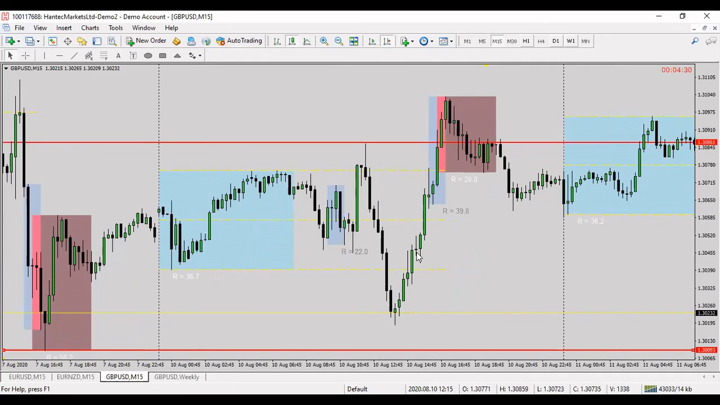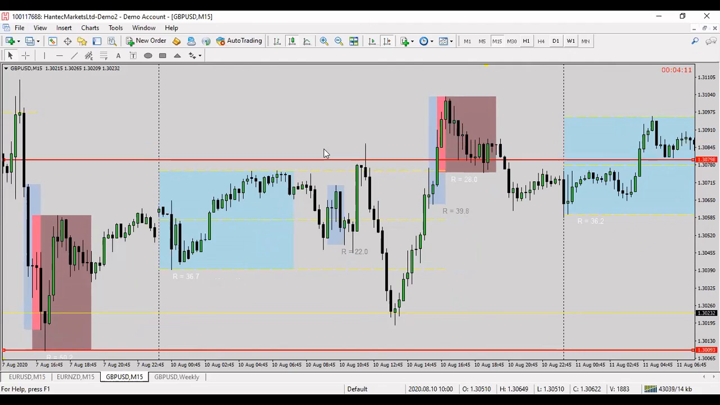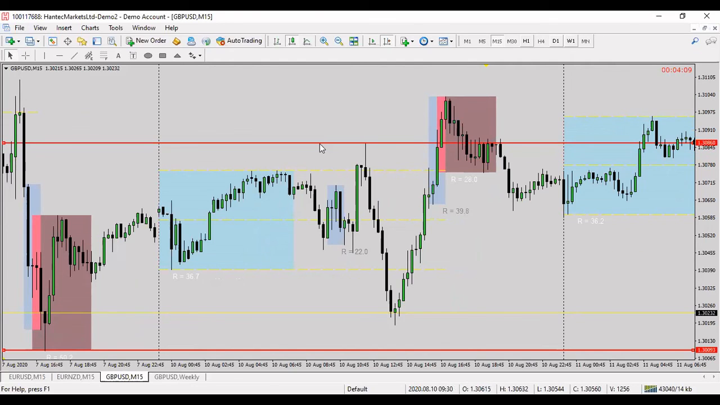So how would we have known exactly where to enter? This is natural support and resistance. But in order to know exactly where to enter, we would have used implied support and resistance. Remember what I mentioned on Friday's webinar. I said we have natural support and resistance and implied support and resistance. So we have identified the range using natural support and resistance. Now we would have used implied support and resistance in order to get a good entry.